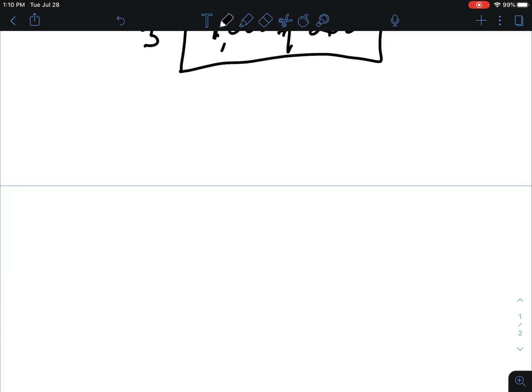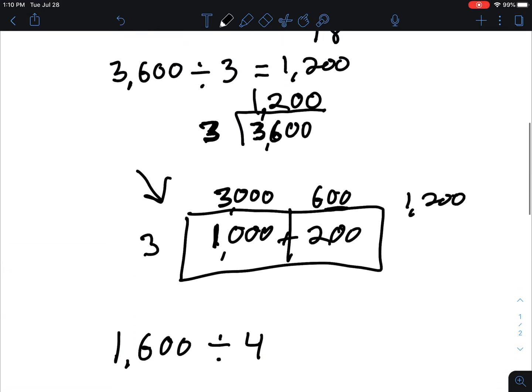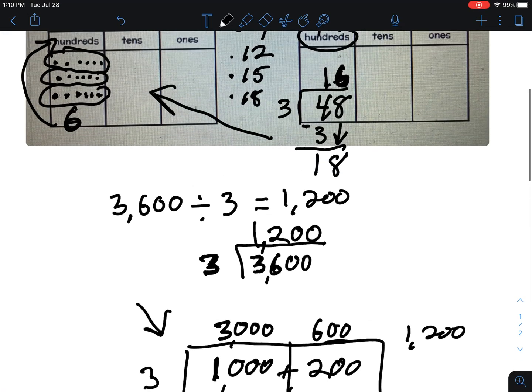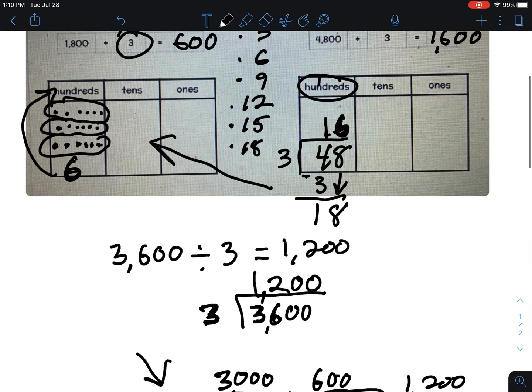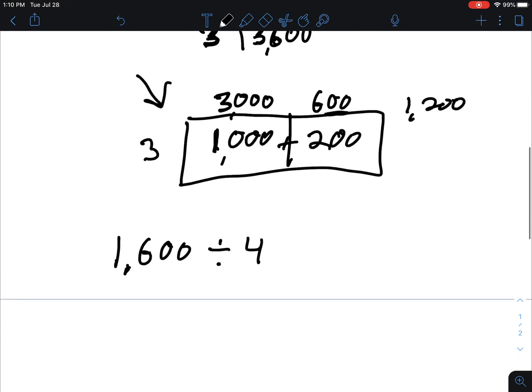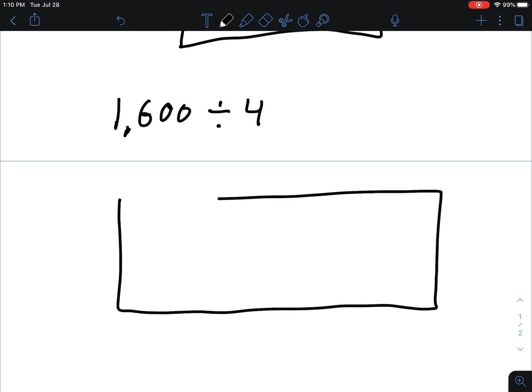So I'm just going to give you one to try and see how you do. Let's do 1,600 divided by 4. And you can use any method you want. You can use area model, you can use algorithm, you can use place value chart. Remember, 1,600 is the same as 16 hundred. So what is 16 hundred divided by 4?